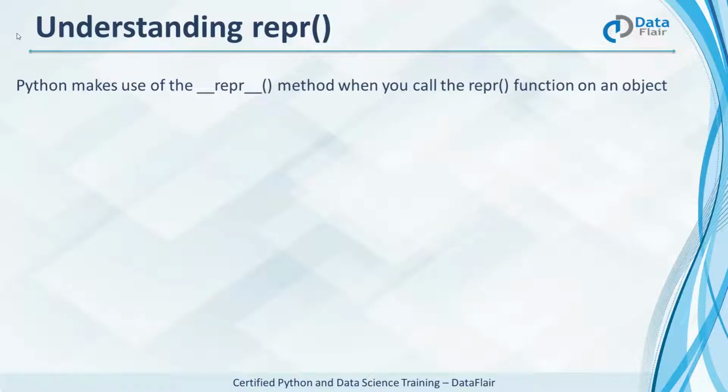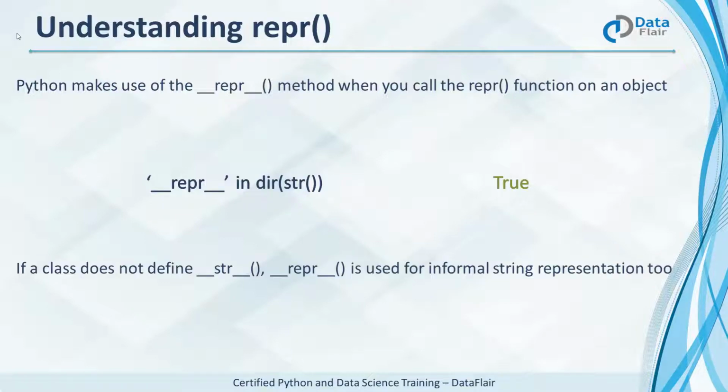When you call the Repr function on an object, it makes a call to the Repr method for that object. Does a string have the Repr method? We ask with the dir function. Yes, it does. Repr helps debug your code. Also, if a class does not define the str method, then Repr is used for informal string representation as well.